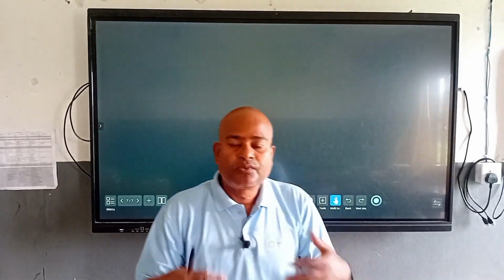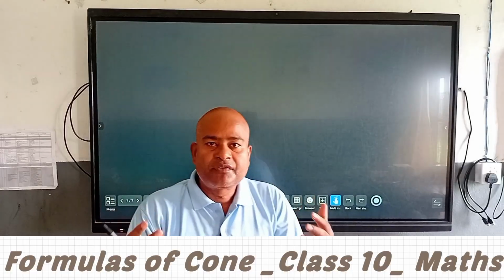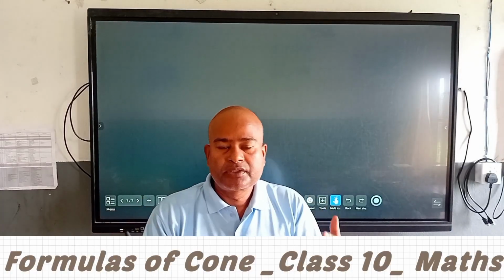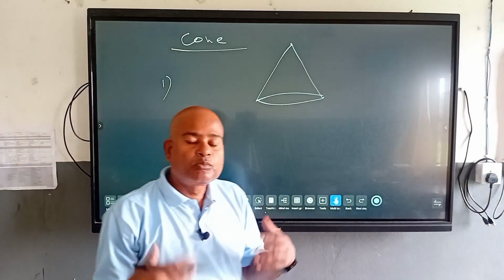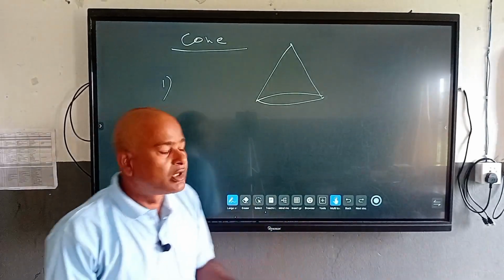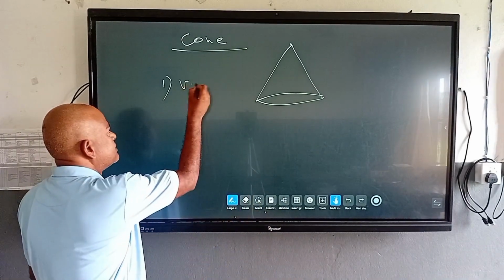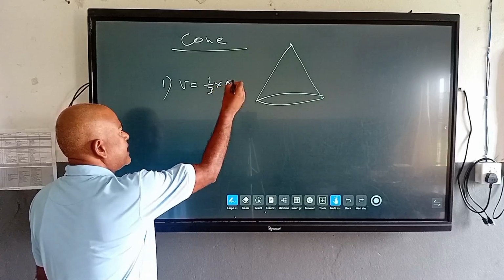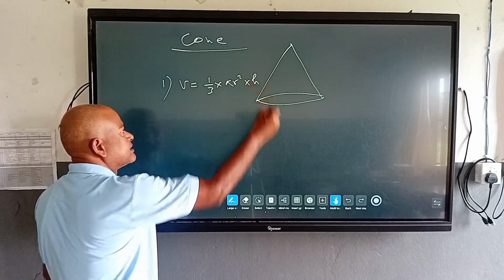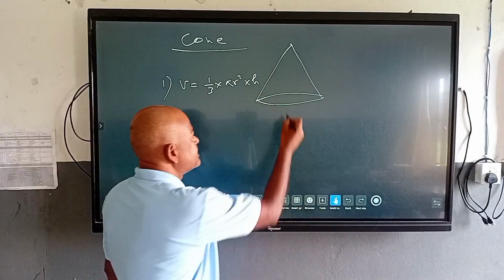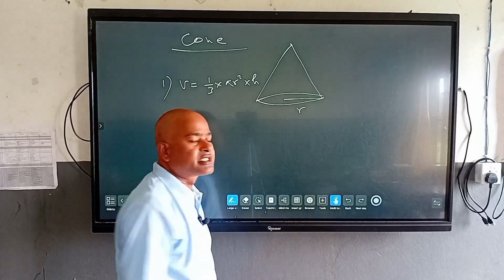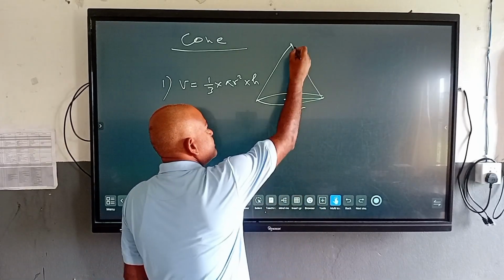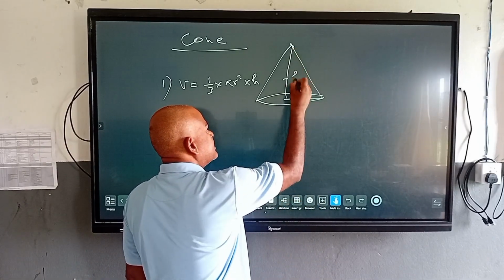Today in this video, we are going to learn the working formulas of a cone. The first formula is the volume of a cone. The volume of a cone is given by V equals 1 by 3 into pi r square into h. So dear students, r means the radius of the base of a cone and h means the vertical height.